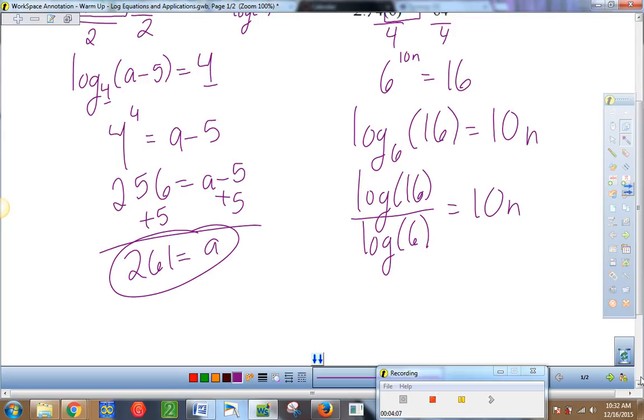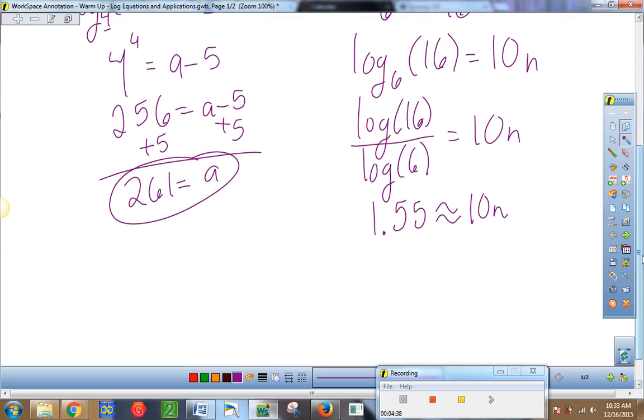Okay, we'll go through the parentheses. Alright, so 1.55 is pretty much what 10n is. So then can you solve that? Yeah, try. You get 0.155.